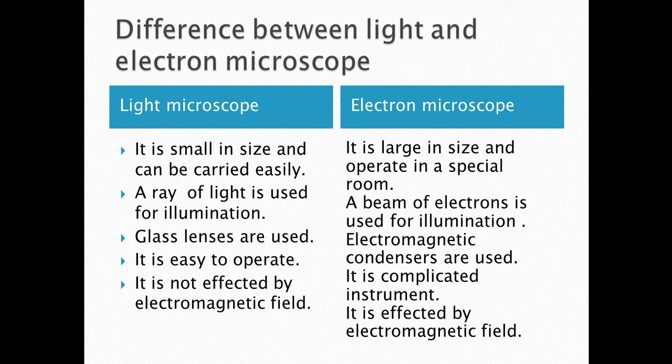Now the third point is that in light microscope, glass lenses are used, but on the other hand, electromagnetic condensers are used. Light microscope is easy to operate. On the other hand, electron microscope is a complicated instrument. Light microscope is not affected by electromagnetic field. On the other hand, electron microscope is affected by electromagnetic field.